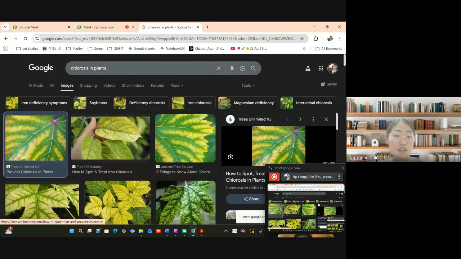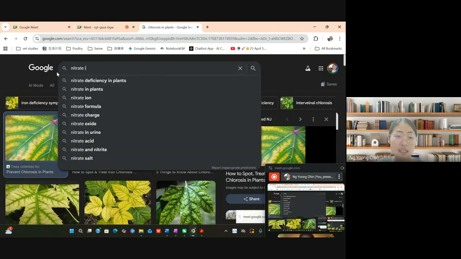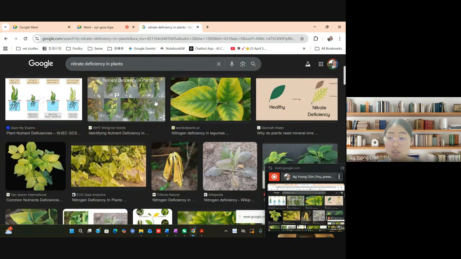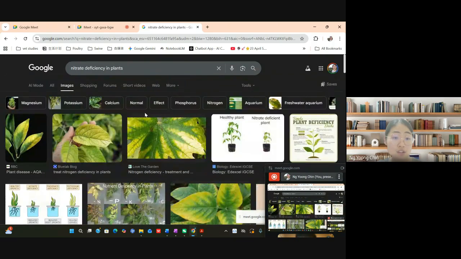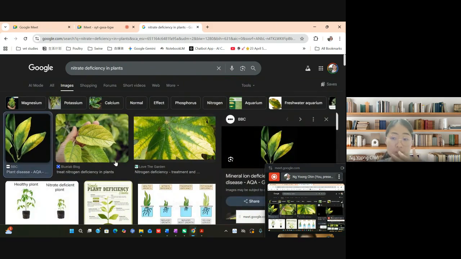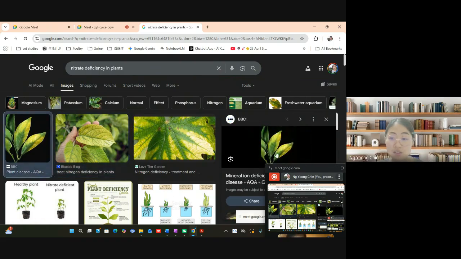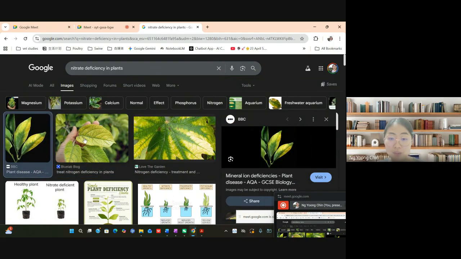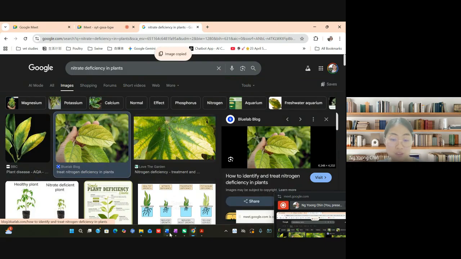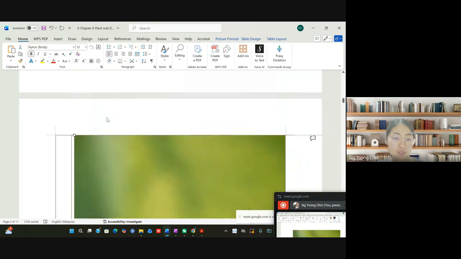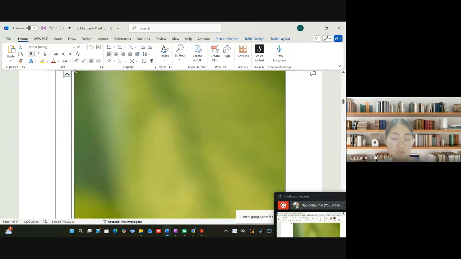So what happens if there is nitrate deficiency in a plant? You can see the whole leaf just becomes yellow. See, this is totally yellow, not only the vein. So that's the difference. Yellowing of the leaf. This also comes out in the objective questions.